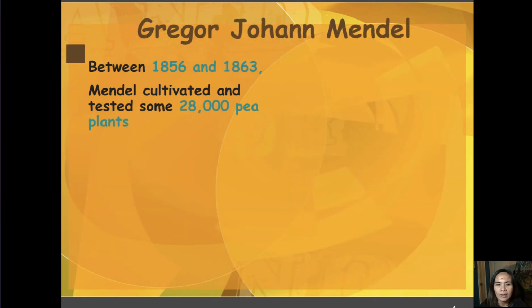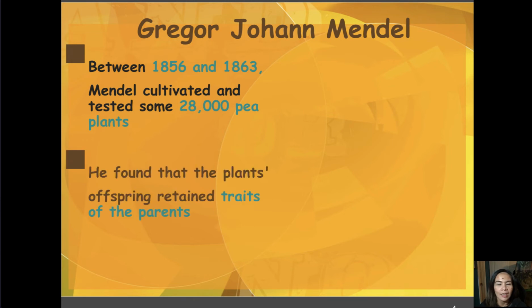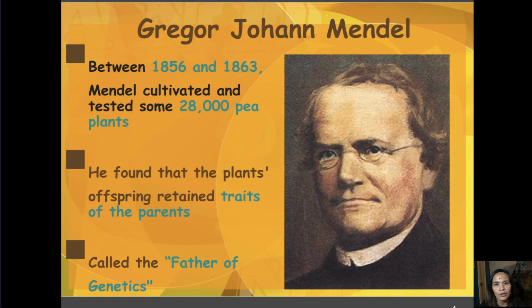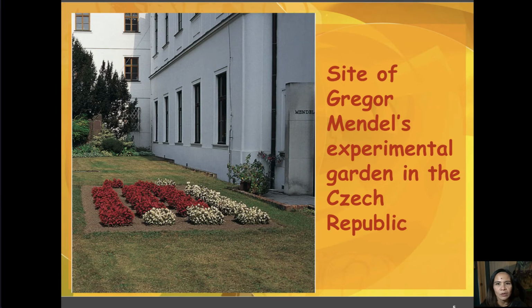Between 1856 and 1863, he cultivated and tested some 28,000 pea plants. And he found that the plants' offspring retained traits of the parents. Gregor Mendel is now referred to as the father of genetics. Now, this is the site of Gregor Mendel's experimental garden in the Czech Republic.